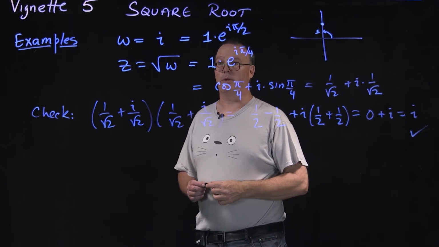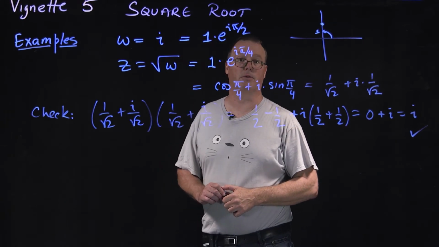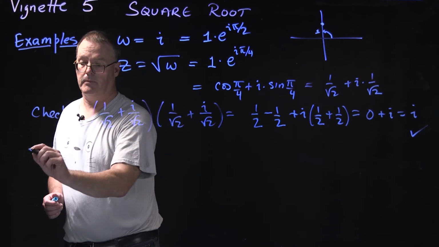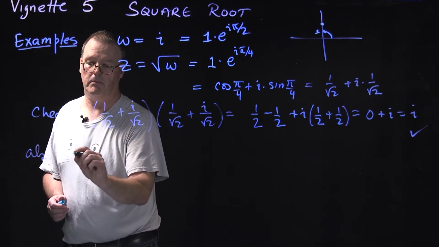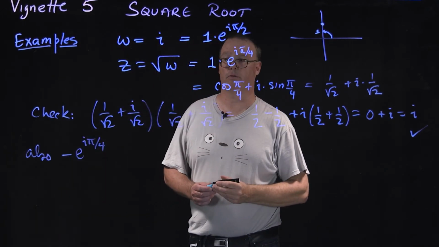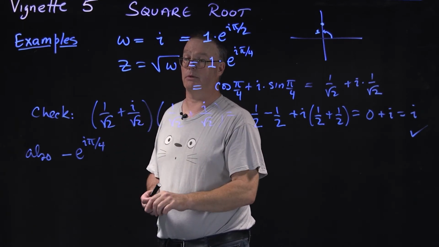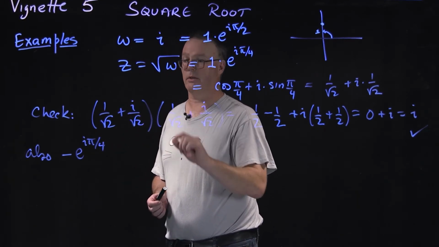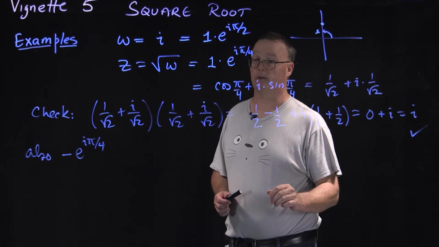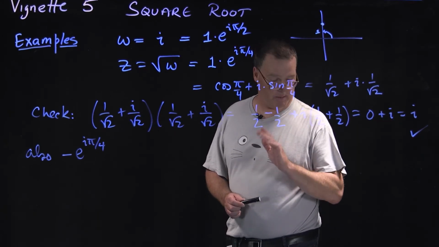There's another square root, of course. The other square root is going to be the minus of the square root of w, so that would be minus e to the i pi over 4, but that would be just minus 1 over root 2 minus i over root 2. And if we multiply that by minus 1 over root 2 minus i over root 2, all of this arithmetic will wind up being the same because the minuses will just cancel and we'll get i again. So that actually works. I'm happy with that.